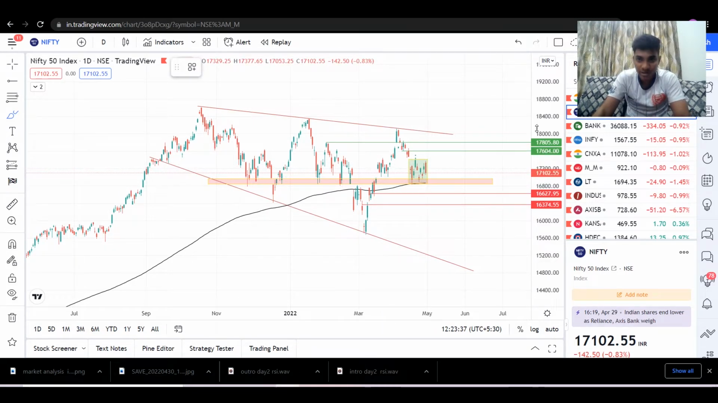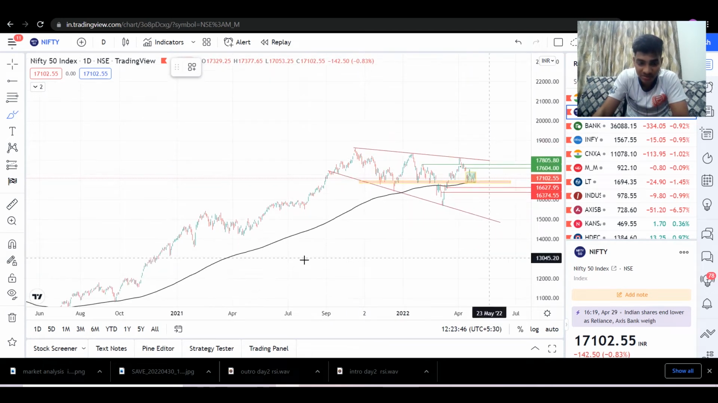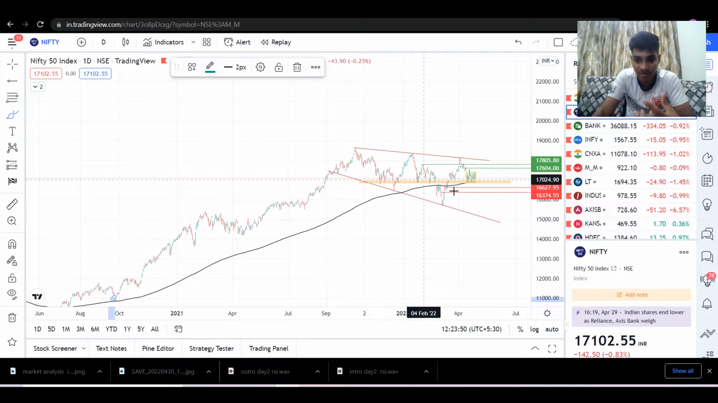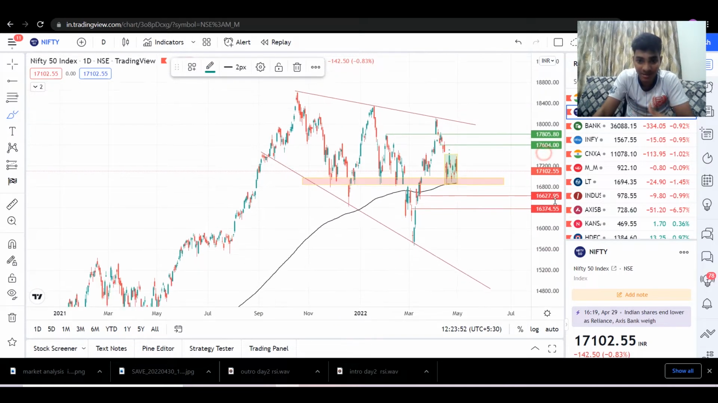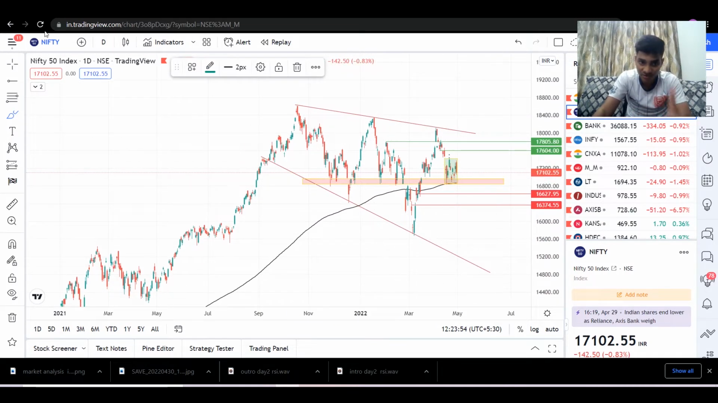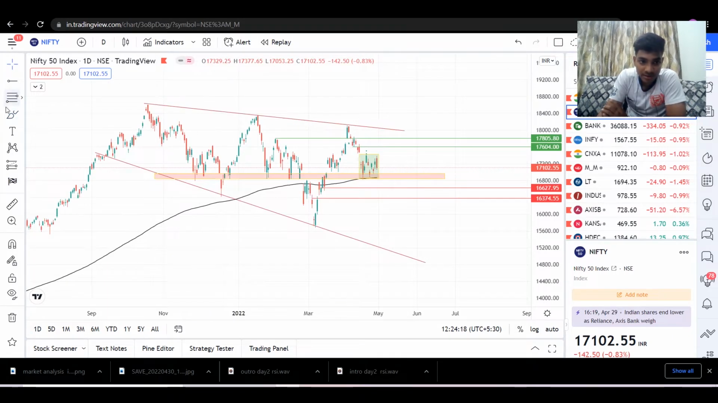Usually a moving average acts as a resistance or a support. In this case, you can see it is acting as a support. Even if you look at the previous history, whenever the price comes near the moving average, it bounces from there. And right now the price has come near the moving average. That is the first point. Now you know that Nifty is somewhere within the flag and pole pattern. Now what to do next?